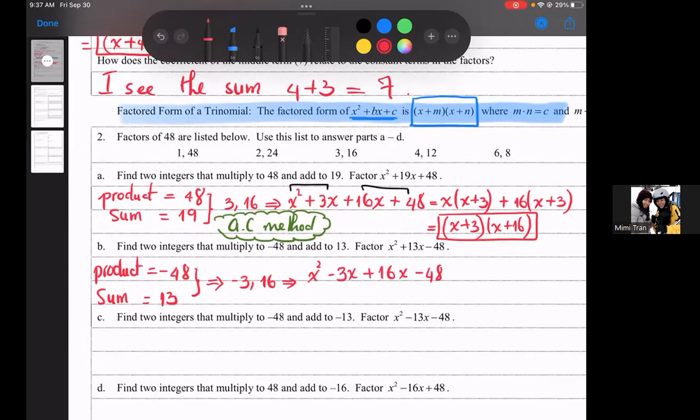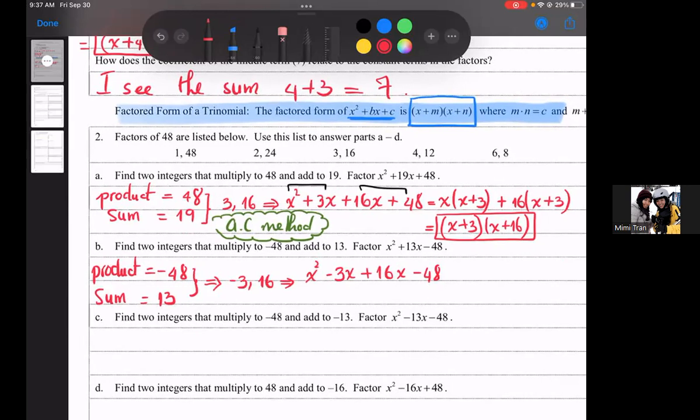If you have it the other way around, like plus 3x minus 16x, you double check back and say, oh, I got negative 13x. So I'll switch the signs.